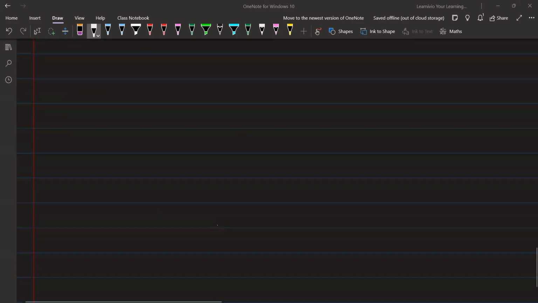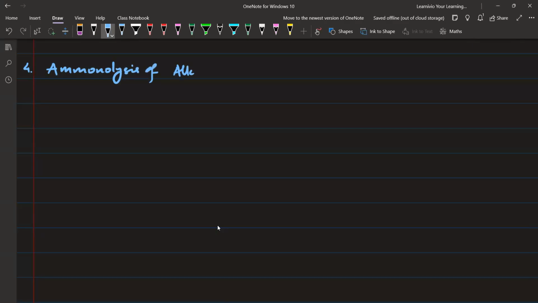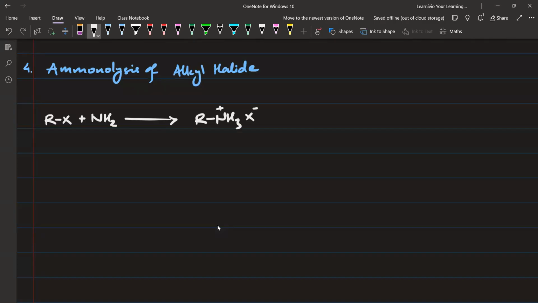Right, the fourth one, ammonolysis of alkyl halide. Here we have haloalkane plus NH3. Now, as soon as this reaction happens, we get our NH3 positive and X negative, that is a quaternary.